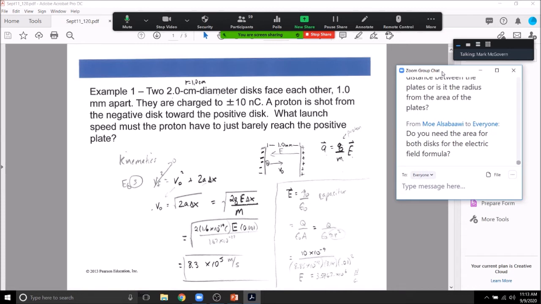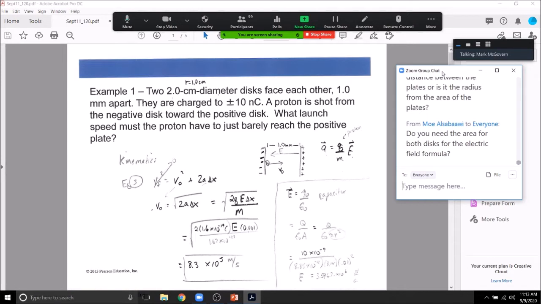So if you remember those questions, do we need the area for both disks for the electric field formula? You do not. It's already taken into account, because if you remember, the electric field of an infinite plane is sigma over 2 epsilon naught. When you've got two plates in there, the 2 goes away. So that sigma over epsilon naught refers to one of the plates. So yes, the Q is for one of the plates. Obviously, it has to be, because if you add up the Q's, you always get 0, so it wouldn't make any sense. But the area is one plate. One plate. Excellent questions, people.